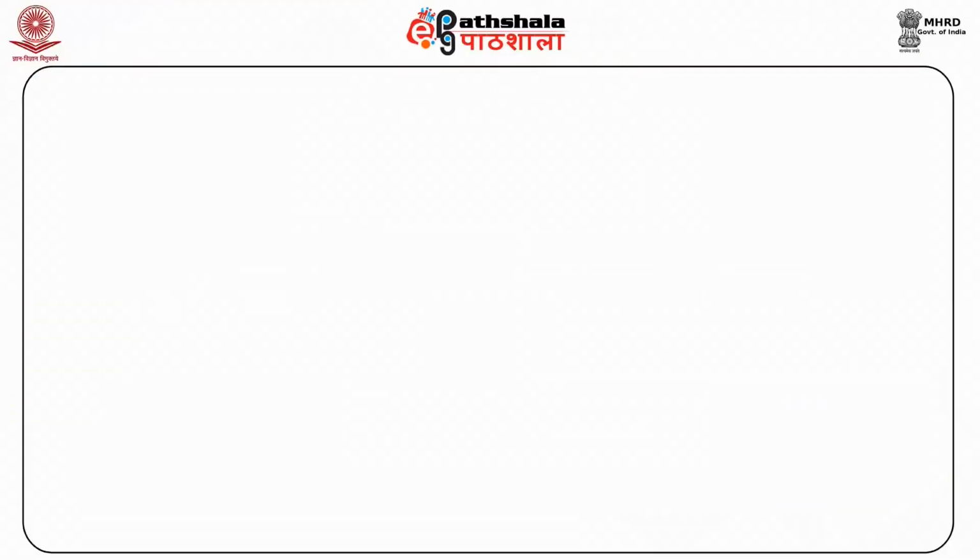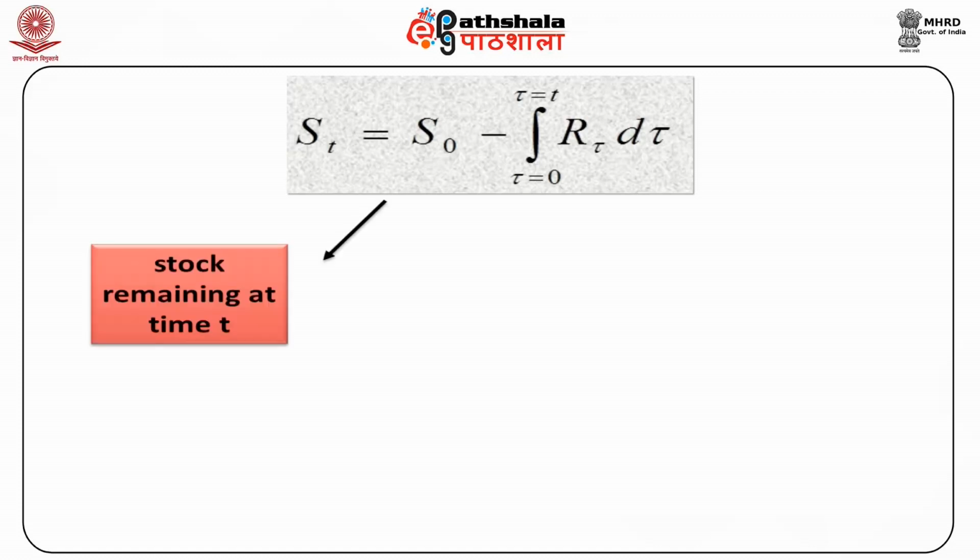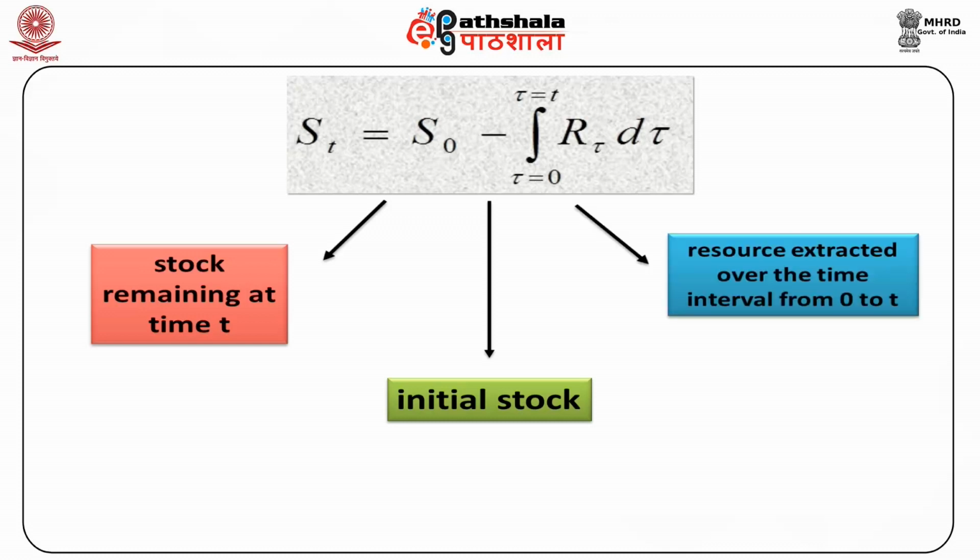The equation S_t equal to S_0 minus the integral of R(τ), where τ goes from 0 to t, states that the stock remaining at time t, S_t, is equal to the magnitude of the initial stock, S_0, less the amount of resource extracted over the time interval from 0 to t.